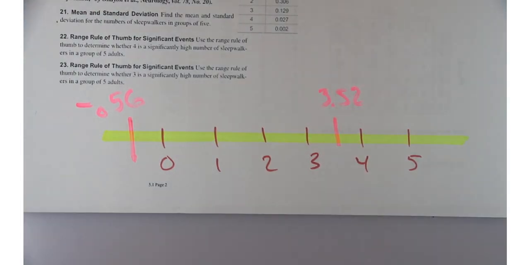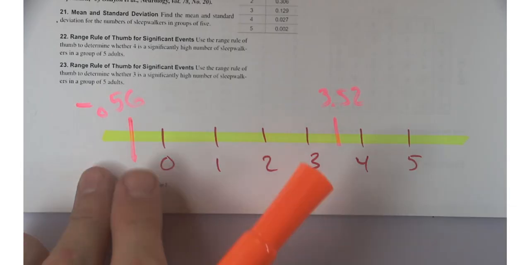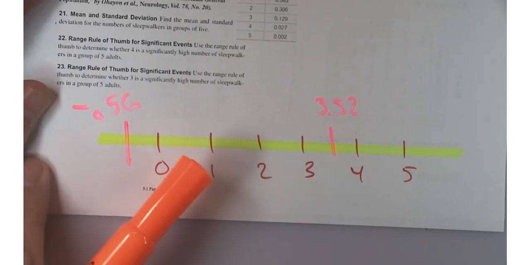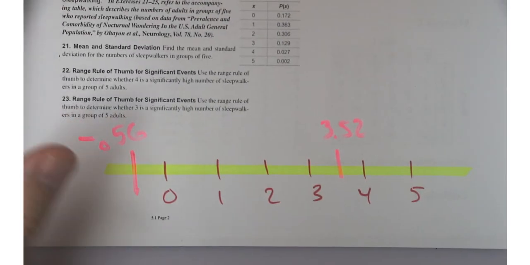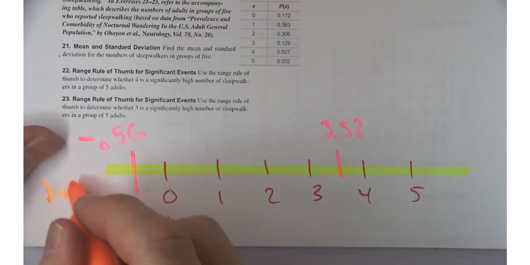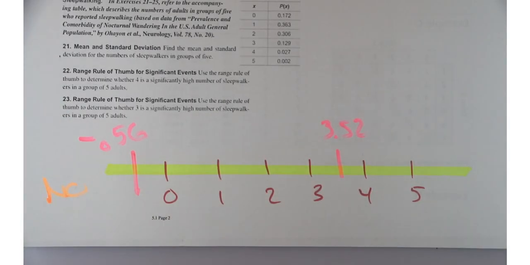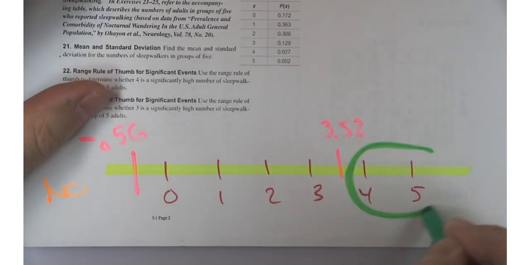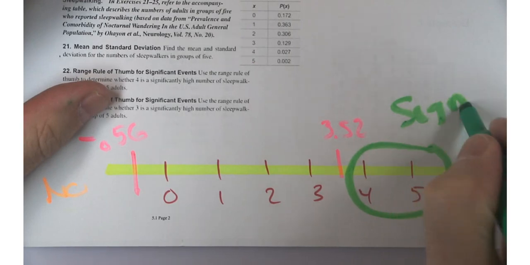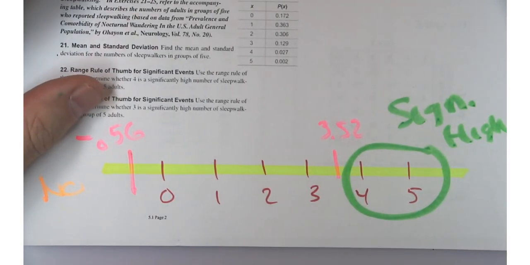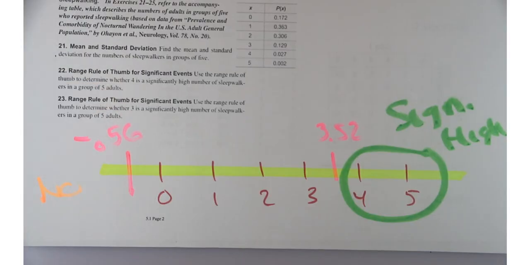What's that say about significantly low events? Is it possible to have any significantly low events occur here? No. No, because you can't have anything less than negative 0.56 when you're talking about the number of people in a group of 5. So there's no significantly low events. Are there significantly high events? 4 and 5. Those are the ones that are significantly high. Everything else, 0 through 3, those are just not significant. Nothing extraordinary is happening there.